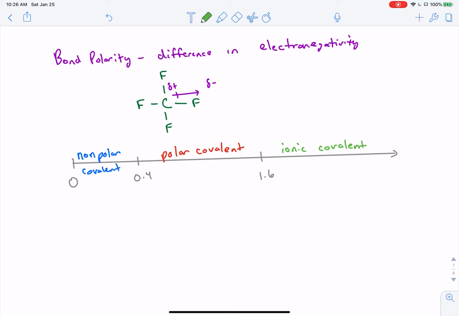I will tell you this. I don't think the IB would ever do that because depending on what source of book you read, those numbers fluctuate. So they would never do one that's right on that number. It'd be like a 1.0 where there's no debate about what it would be, or a 2.5 where there's no confusion there. That's a good question though. Okay, so being able to identify types of bonds is a general idea, not necessarily calculating exactly, like this is 1.6, so it is slightly ionic covalent.